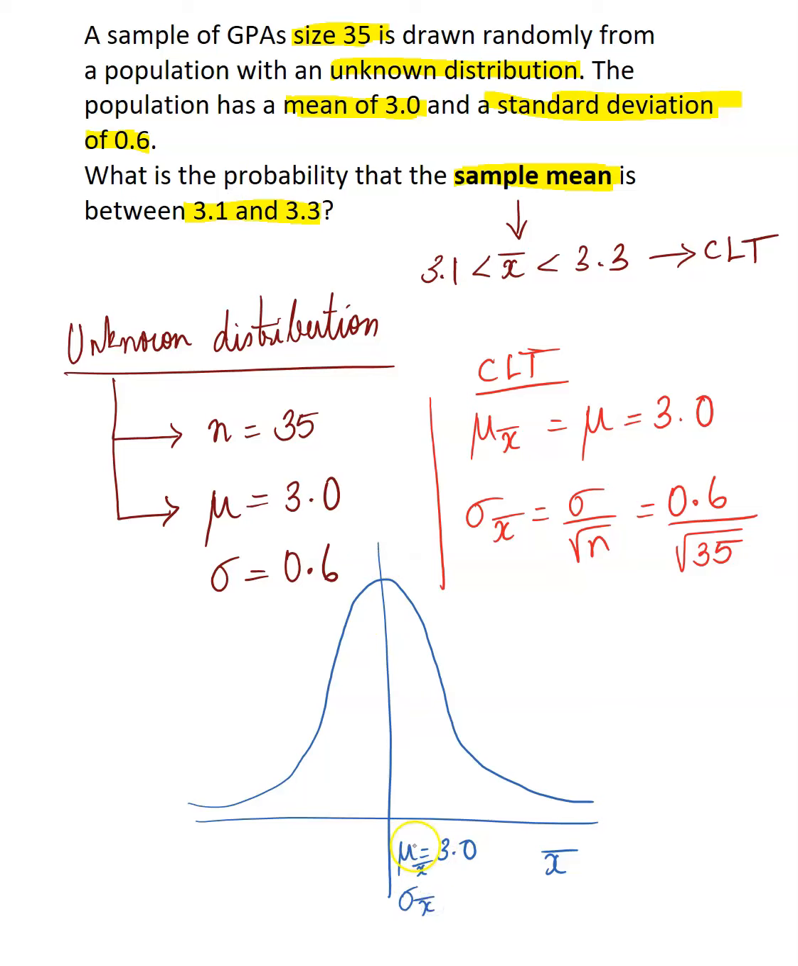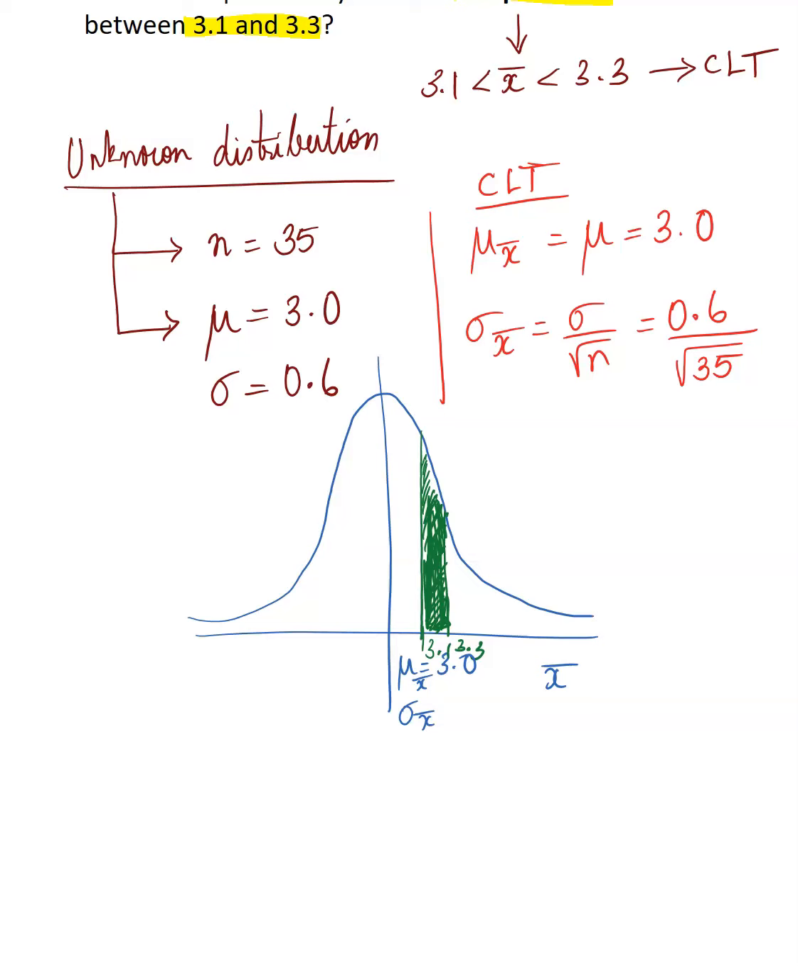So we want it between 3.1 and 3.3. So these both are going to be on the right hand side. 3.1 and 3.3. Let's say it's here. So it's this shaded region. Look at where it begins and where it ends. We already have that information pulled from the problem, but we know that this is going to be the probability of 3.1 less than x bar less than 3.3.